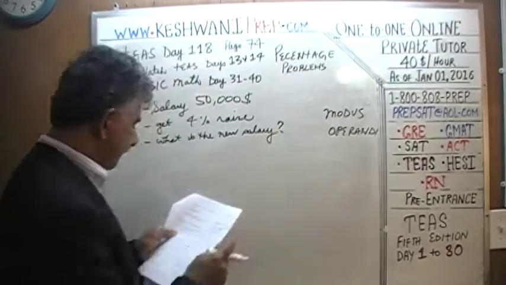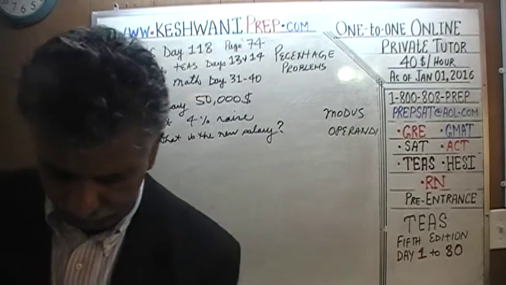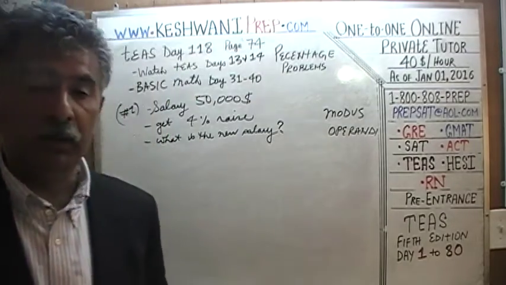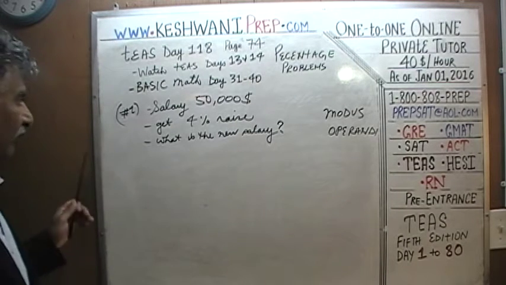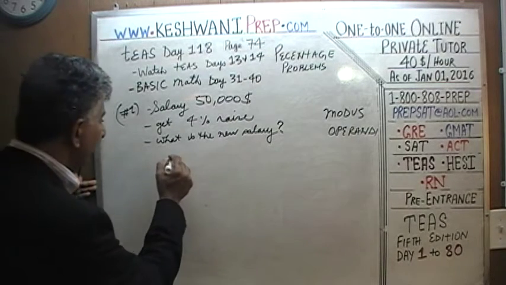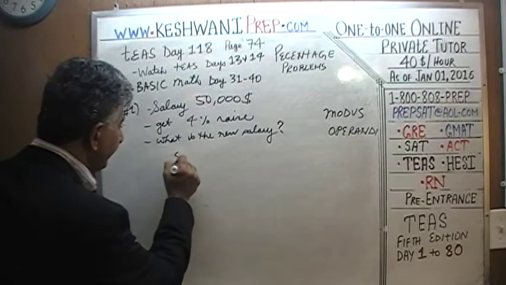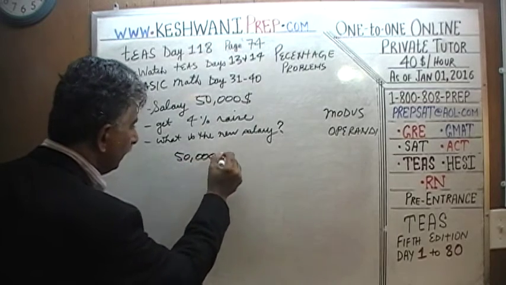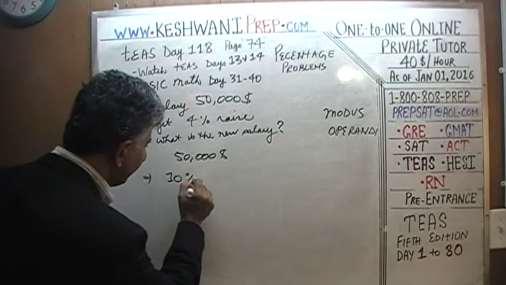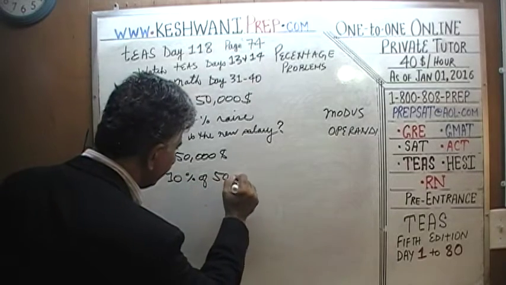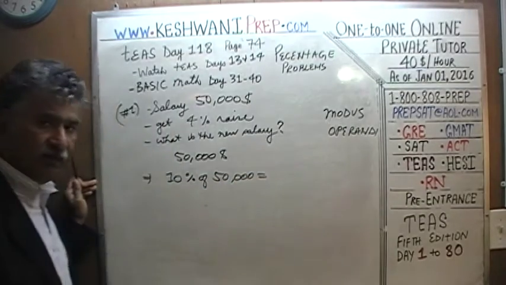We can go about it in several different ways. We can make a lot of fuss about it, or we can do it in a straightforward way. Let's do it both ways, shall we? Let's make a lot of fuss and let's do the straightforward way. The straightforward method would be this one. You see, the $50,000 is the amount. We know this implies 10% of 50,000. How do you find 10%?